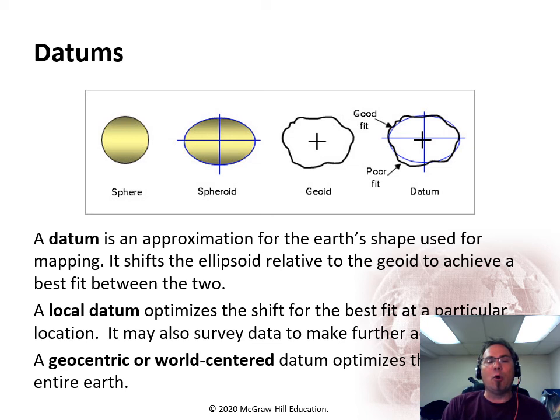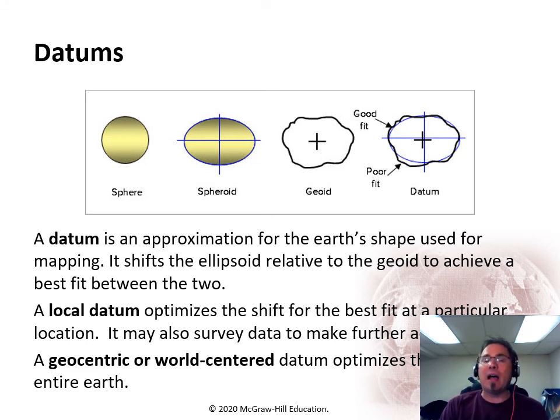Okay, so a local datum, which is what most of the data we use is, optimizes that shift for a particular location. And then they kind of survey them again and again to get better accuracy. So what you'll hear me say, and I'll talk about these a bit more, is something like the North American datum of 1983, or NAD 83 for short. NAD is North American datum.